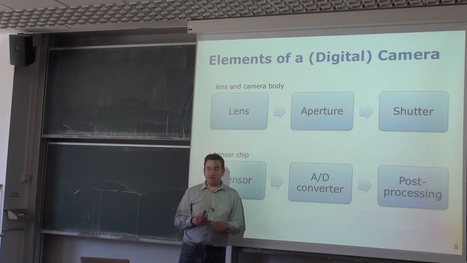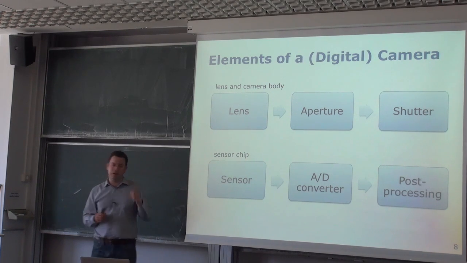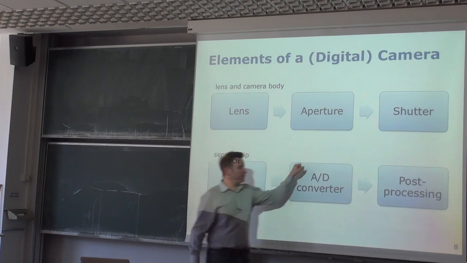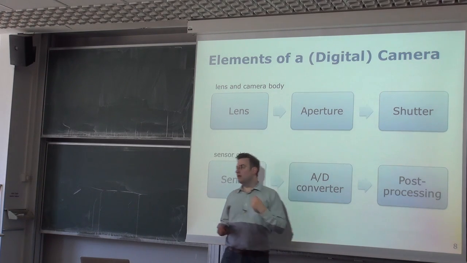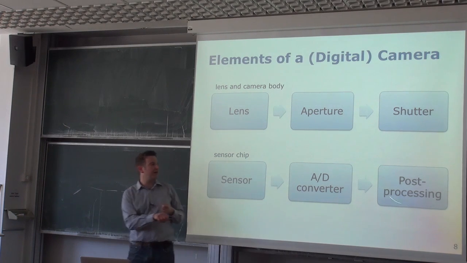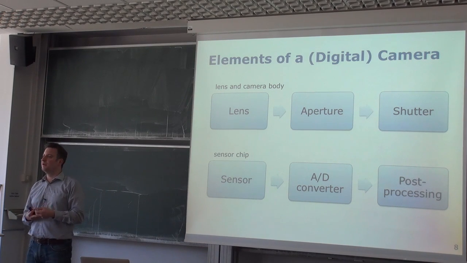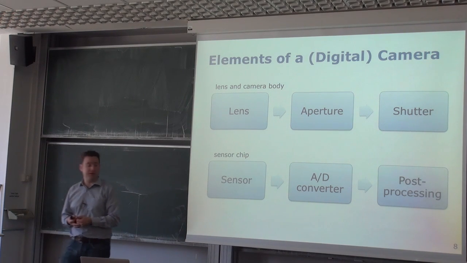This needs to be converted, because what basically the photons do, they induce a small current. Then we need to convert that into a digital signal. So it's an analog digital converter. And then a lot of cameras do some post-processing. We also have an example for post-processing we'll see today.